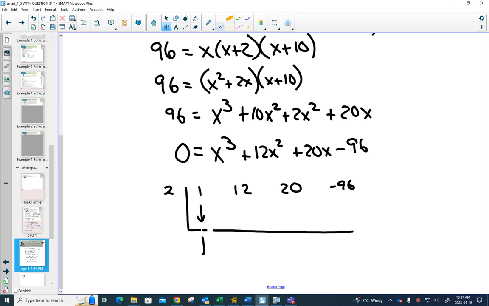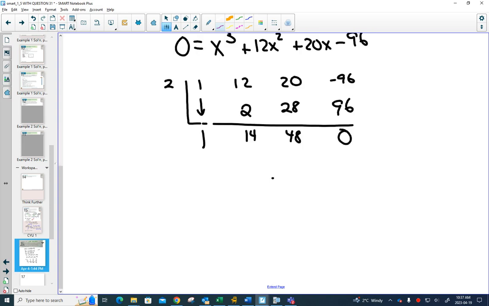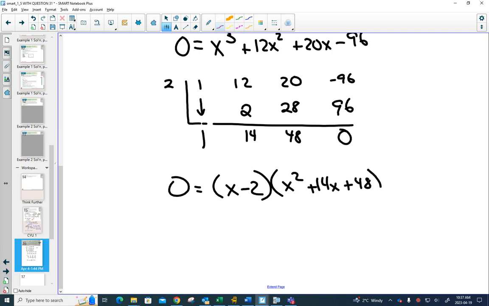I think I did this as an example once, showing you what it looks like when you work too quickly. I did it again. So bring down the 1, multiply, this will be 2, add 14, multiply 28, add 48, multiply 96, good. The remainder of 0. So what we have done is we have now factored out an x minus 2 and are left with x squared plus 14x plus 48. And this also factors nicely to x plus 6 and x plus 8.